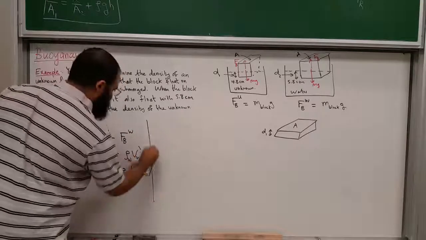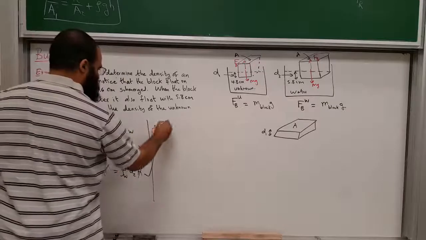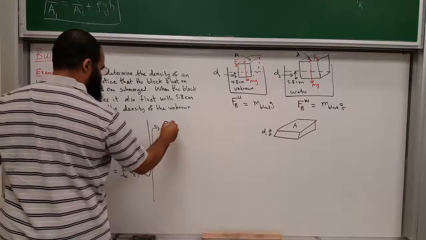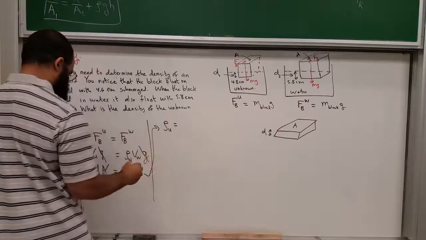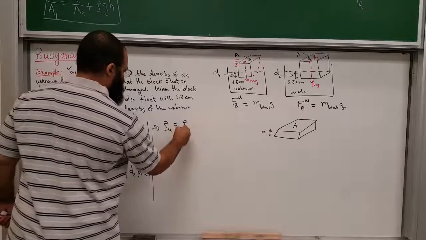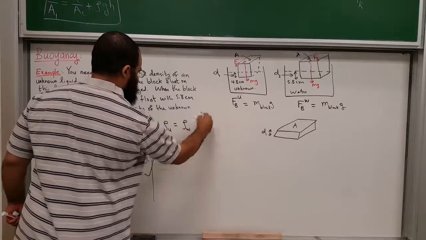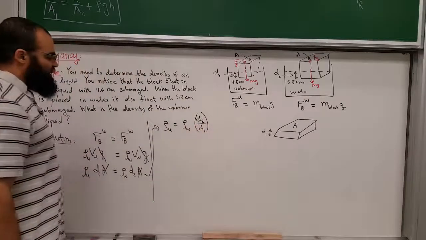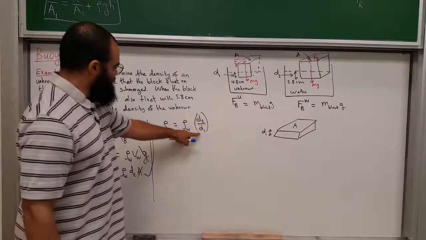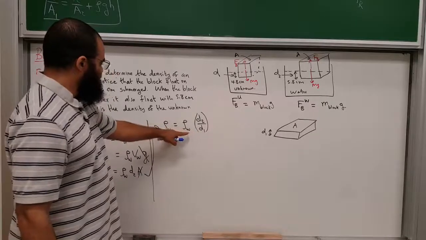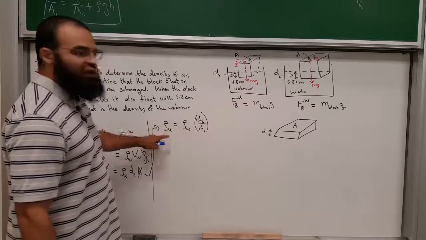And so this will give me the fact that the density of this unknown fluid will equal the density of the water times d2 divided by d1. Okay. And you see it now. If d2 is larger than d1, then the material is denser.